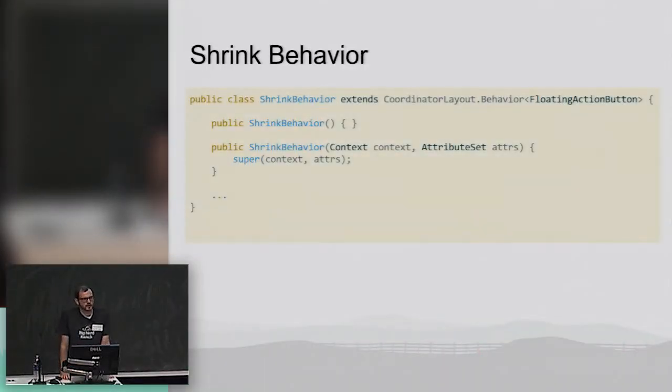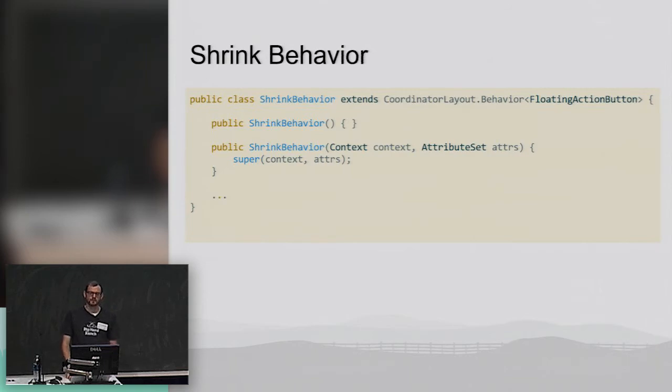And so this is where we talk about customizing the behavior class. I created my own behavior for this floating action button. Instead of using the default, I made my own. I called it the shrink behavior. You can see that my class extends Coordinator Layout's behavior class.